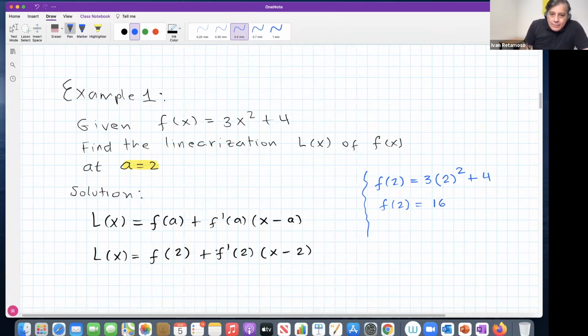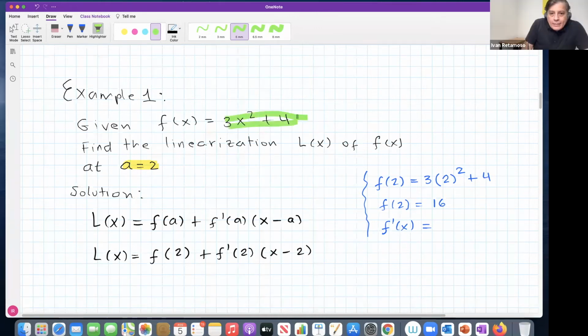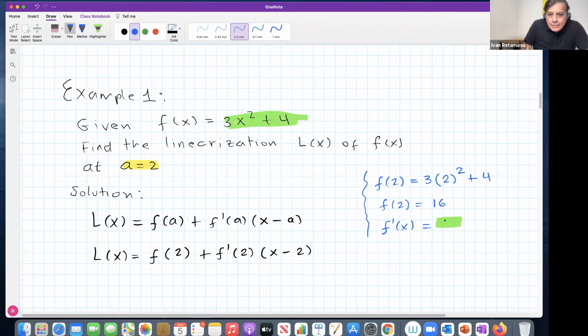Great. Now, they want evaluation of the derivative. Let's find the derivative first. What is the derivative of this? Anybody could tell us what's the derivative of this function? 6x. Excellent, guys. Derivative of this, 6x. Now, we have to evaluate this derivative at our base point 2. Well, it's just about substituting x with 2. 6 times 2 will be just 12. So you will do these computations on the side, on the calculator.